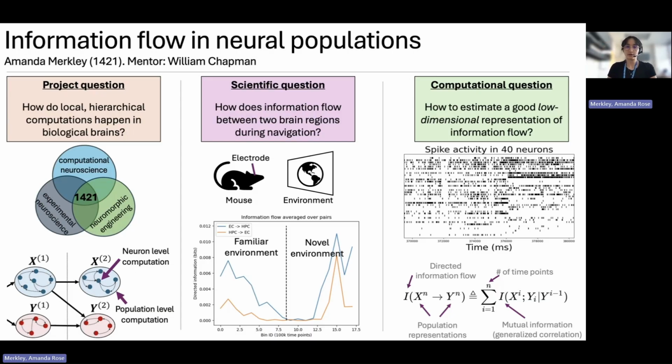So that's currently what I'm working on: how do you find these joint clusters of activity that you can define to be units of computation at a population level.